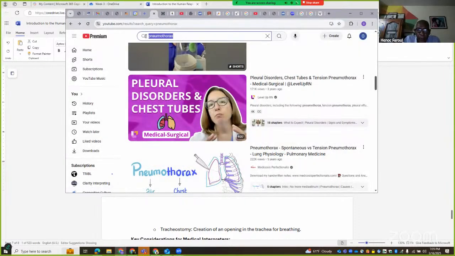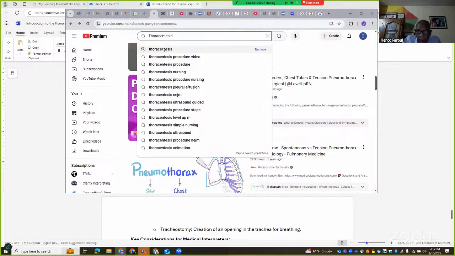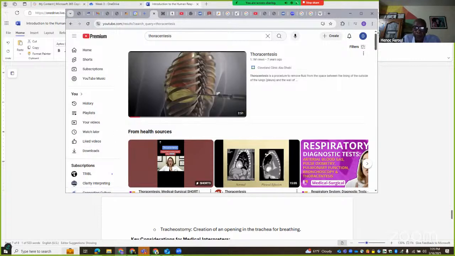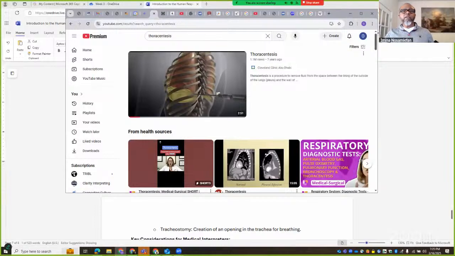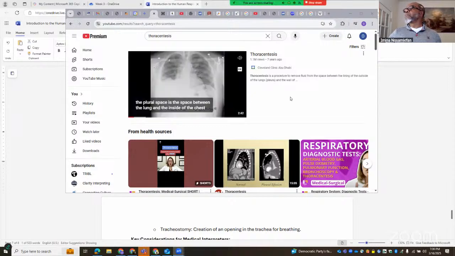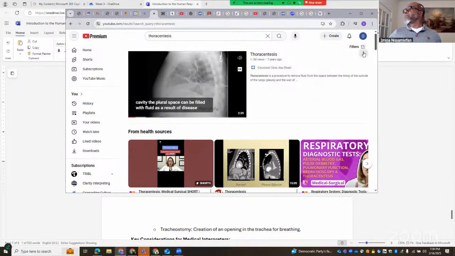Let's look at thoracocentesis. Wait, the prefixes and the suffixes will help us understand. Inside of the chest cavity. Sorry. Go ahead. I was saying that the suffixes and the prefixes will help us understand. Yeah, that's true. Inside of the chest cavity, the pleural space.